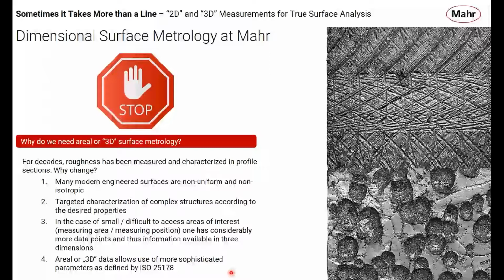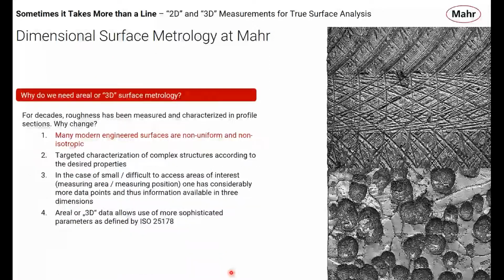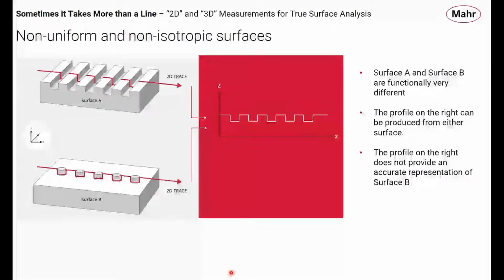But the ISO 25178 gives us many, many sophisticated parameters, and I'm going to do my best to get through not all of them, but the groupings of them for you today, just to get your feet wet a little bit there. So, jump right into the first one: non-uniformity, non-isotropy of modern surfaces.